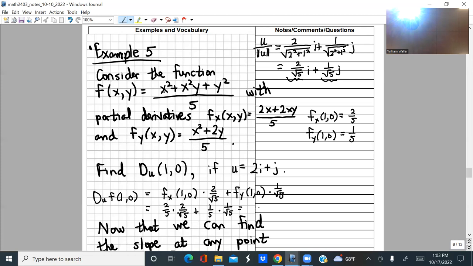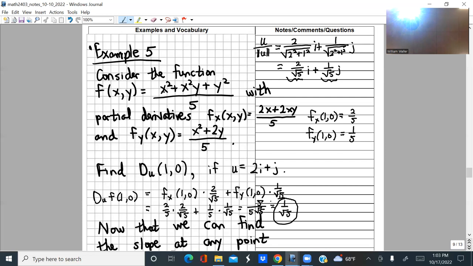So it looks like here we get 5 over 5 square roots of 5, 4 plus 1 over 5 square roots of 5. So we get 1 over the square root of 5 after all of that. Is that it? Is that what y'all got? Something like that? 1 over square root of 5?